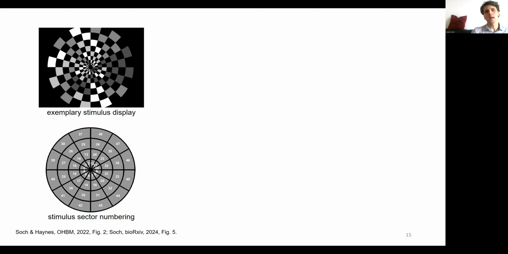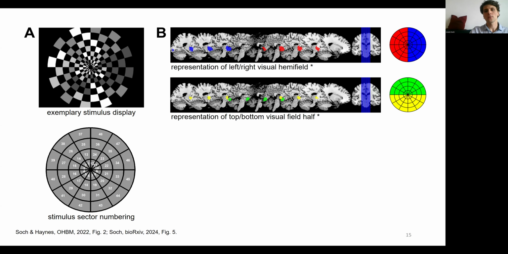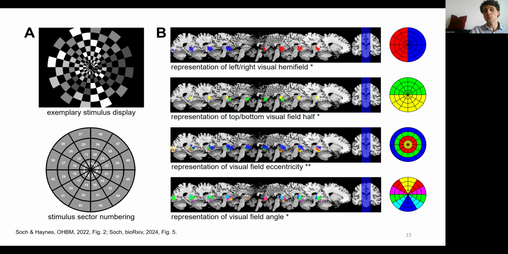More recently, we then extended this to searchlight-based analysis. That is, we implemented searchlight-based ITEM decoding, and by applying this to the same dataset, we were able to recover several well-known properties of the visual system, such as the representation of left and right visual hemifield in right and left visual cortex, the representation of top-bottom visual field in medial versus lateral parts, the representation of eccentricity along a posterior-anterior axis, and the representation of angular direction along a dorsal-ventral axis, which together, of course, form the polar coordinate representation of the visual field in the human visual brain.